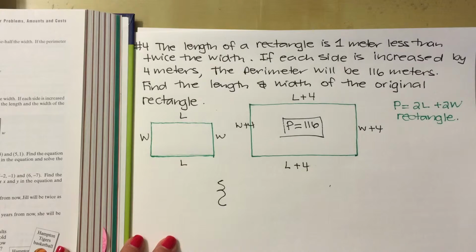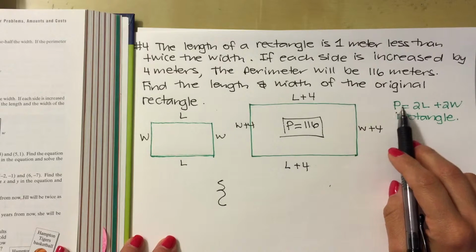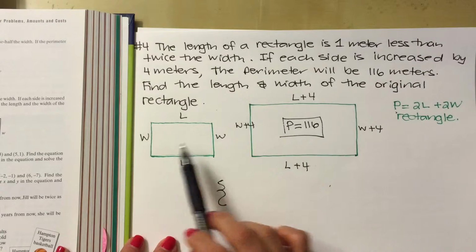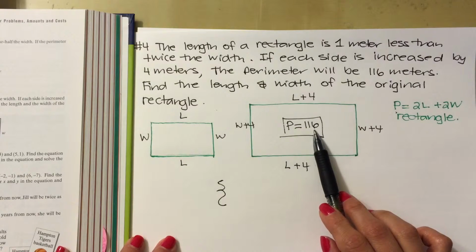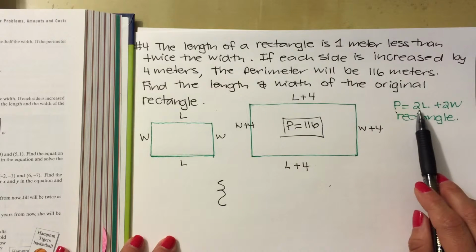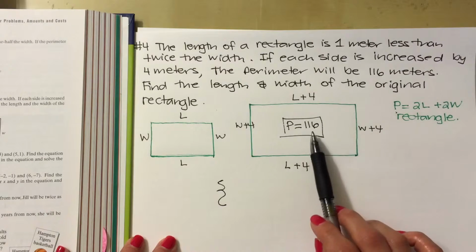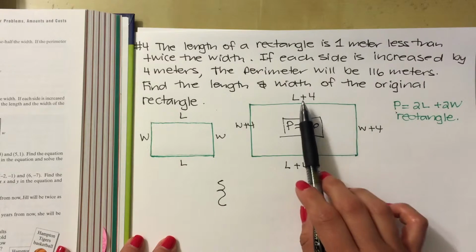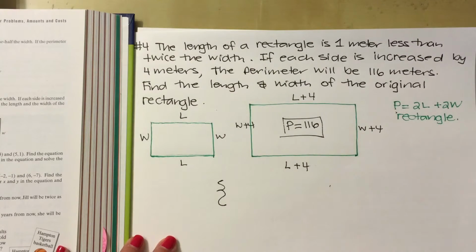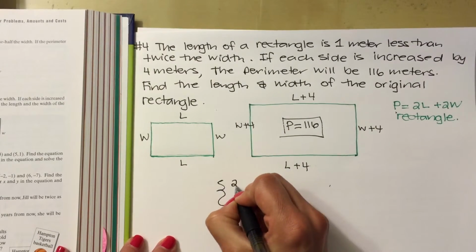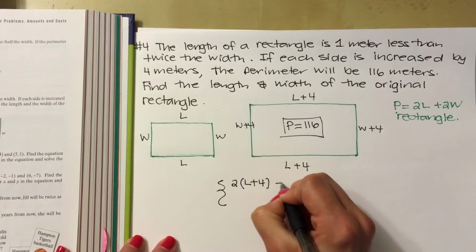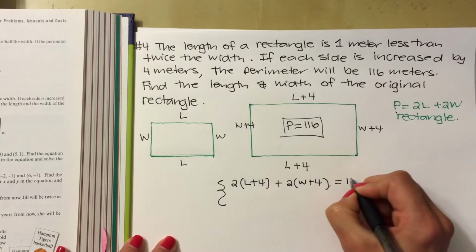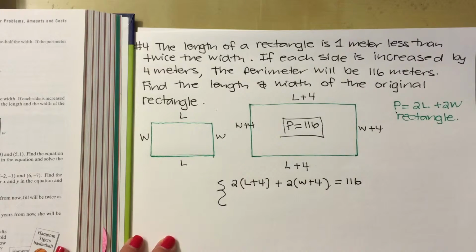Well, I can write the equation for perimeter for the larger rectangle because I don't have the perimeter for the smaller one. So perimeter for the larger one is 116. So we're just going to input our information here. 2 times the length. The length here is L plus 4. So replace L in the formula with L plus 4. Replace W with W plus 4. So I'm going to write 2 times L plus 4 plus 2 times W plus 4 is equal to 116. Okay, so that's one equation.